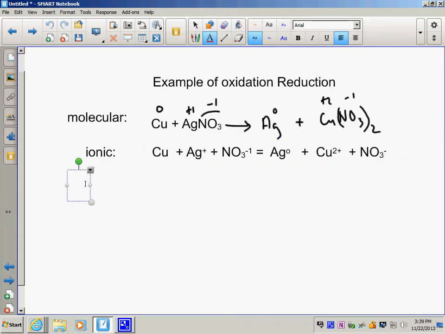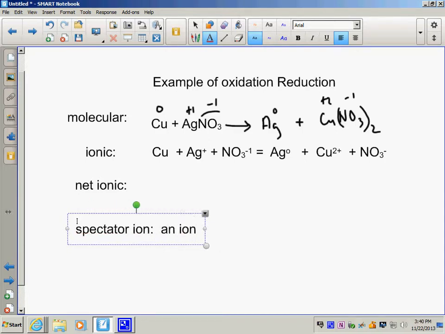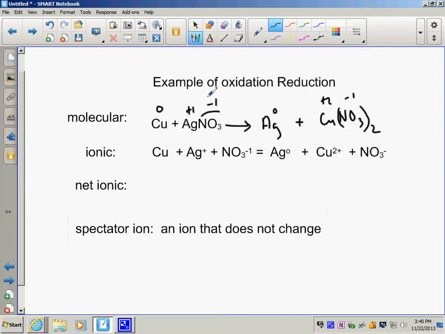So either way, that is the result of what's called an ionic equation. The net ionic equation is where we will be eliminating some of what are called the spectator ions. A spectator ion is an ion that does not change. Really, it's anything that doesn't change across the reaction. In this case, it's always going to be an ion, or it could be an ion. In this case, the spectator ion would be the nitrate ion. It doesn't change from start to finish. So we remove that, and our net ionic equation would be as follows.